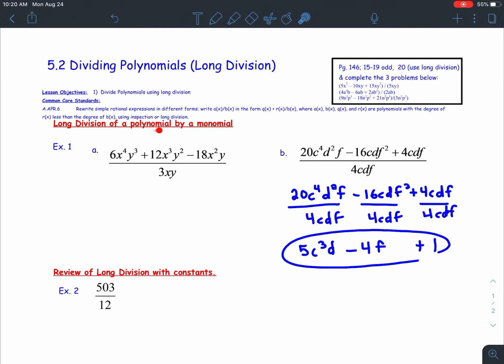going to start with the easiest type of division problem, and that's when you are taking a polynomial and you're just going to divide it by a monomial. This prefix mono means one, and so you can see that in this first example we are dividing a trinomial by a monomial, one term.